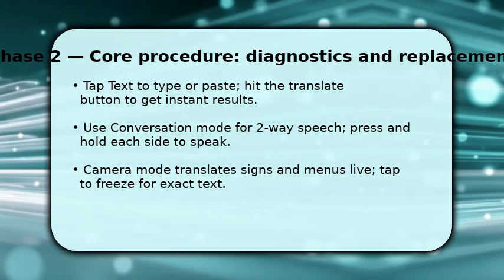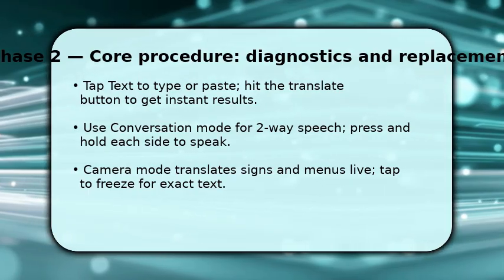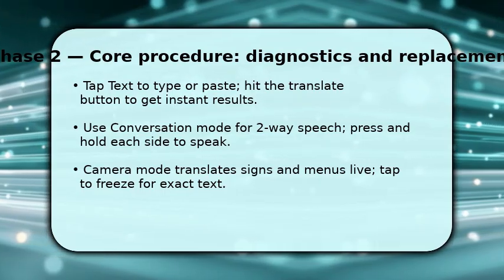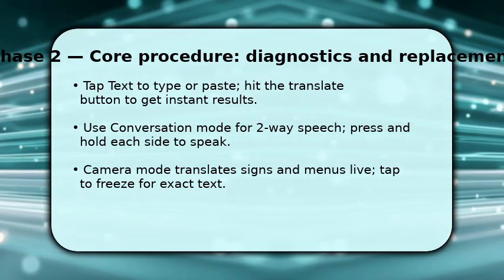For signs, menus, or printed text, use camera mode. You'll see live overlays, and you can tap to freeze the frame for more careful reading. These modes cover most real situations.